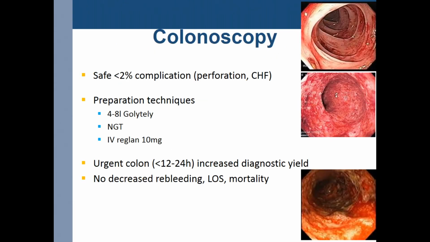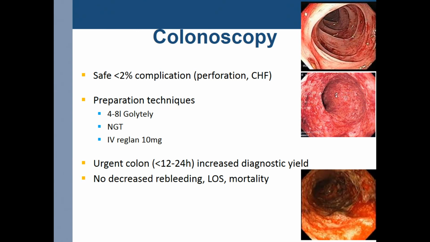So again, certainly colonoscopy in lower GI bleed is safe, less than 2% risk of complication. Perforation and congestive heart failure have been reported. The preparation techniques include GoLYTELY, anywhere from 4 to 8 liters. If the patient cannot tolerate this orally, you can place an NG tube, and also consider giving them IV Reglan to help with any nausea.